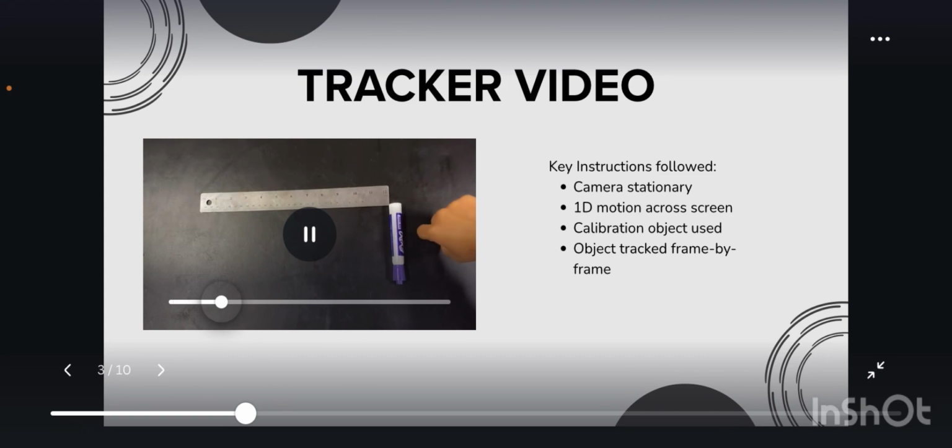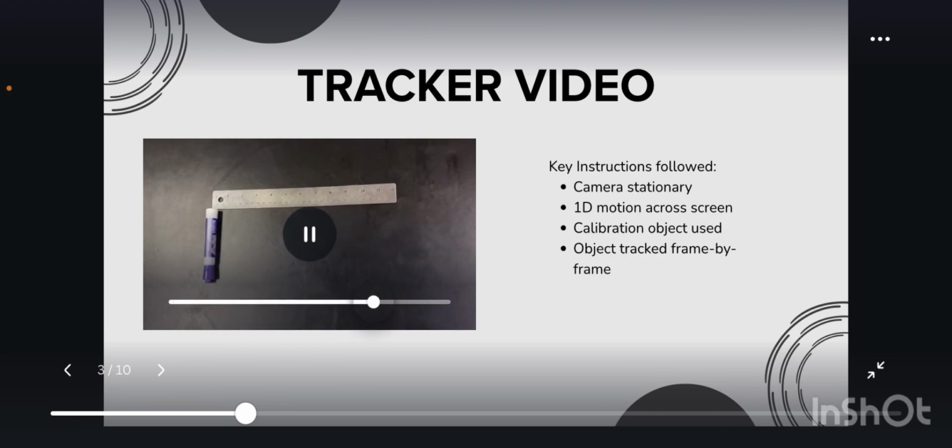Here is the Tracker video that I recorded, where you can see that I used a marker and rolled it on the desk. I followed the key instructions that were given, which were to keep the camera stationary, move the object across the screen rather than towards or away from it, and keep it in a straight line.